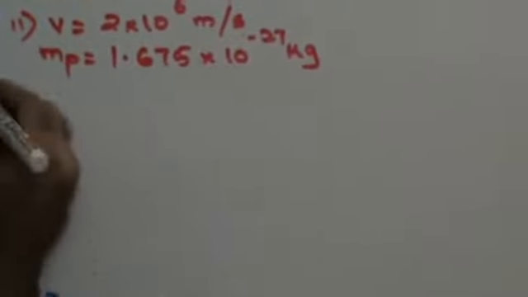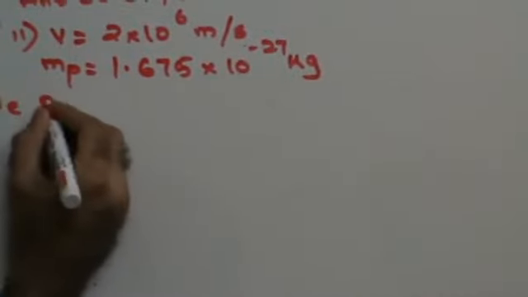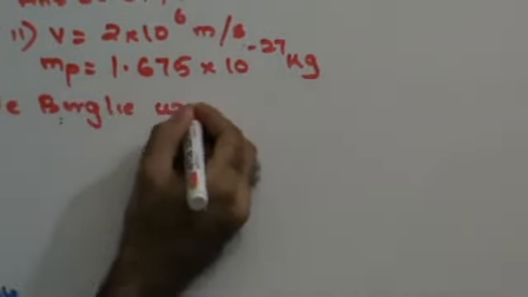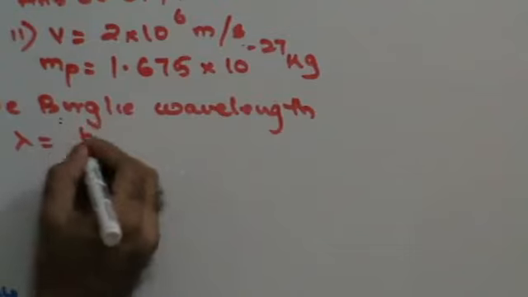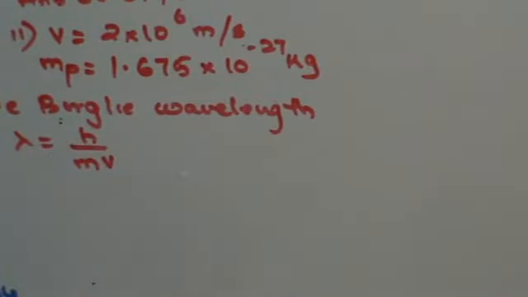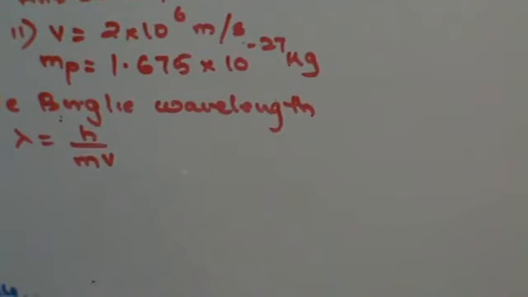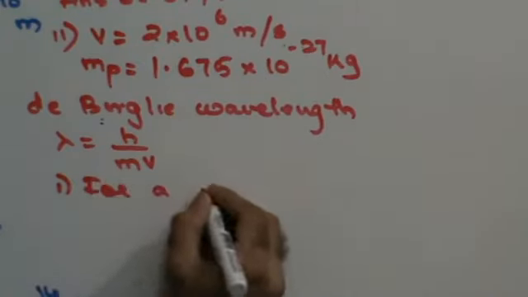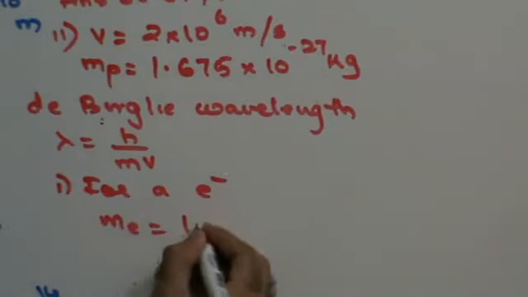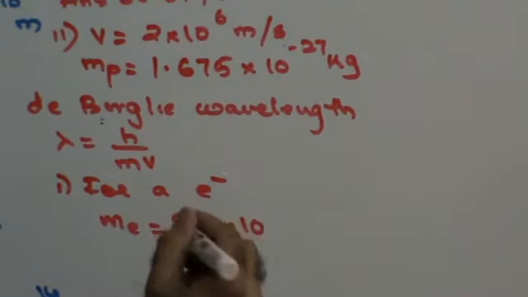Now, we know that de Broglie's wavelength lambda is equal to h upon mv, right? They've given you the mass of the proton. The first part of the question: what will be de Broglie's wavelength if the object is an electron? For an electron, the mass is 9.1 into 10 raised to minus 31 kgs.